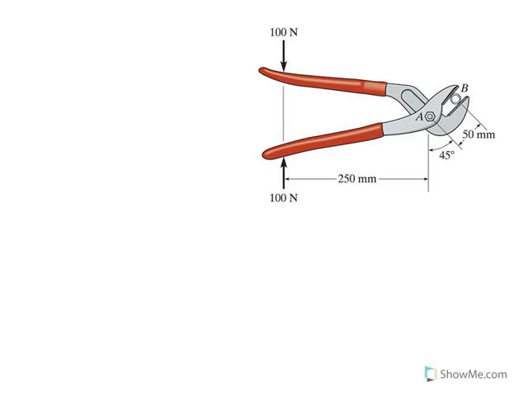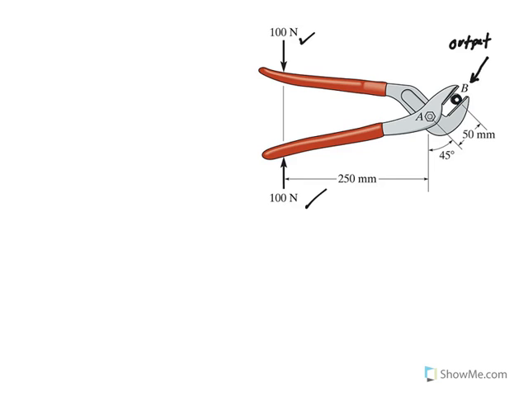Hello everybody, I'm here with an example of a machine. In this case, a very simple example of a pliers. As you can see, a force of 100 Newton is applied to the handles. And we want to figure out what is the output force that is developed at point B.